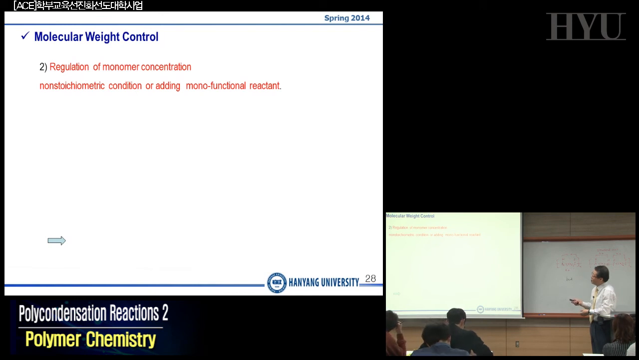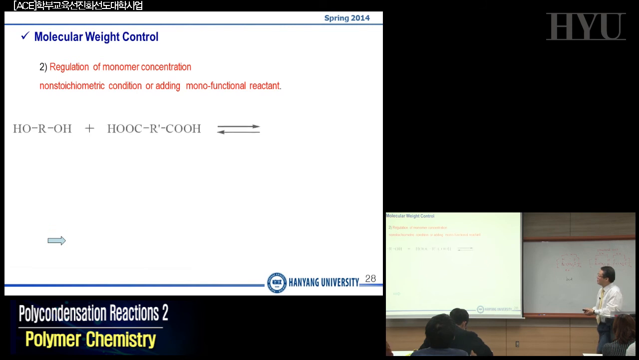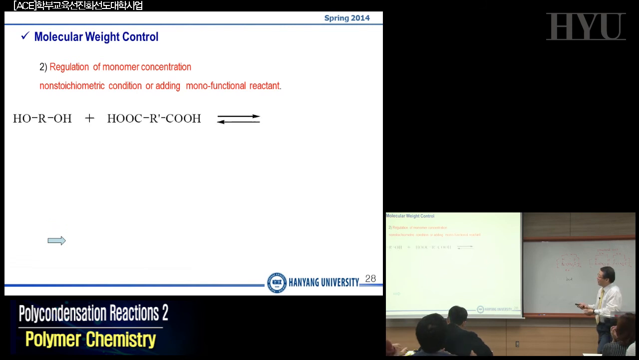Now, we use non-stoichiometric conditions. Instead of stoichiometric conditions, we use non-stoichiometric conditions. In other words, we do not use equimolar concentration, but we use a little bit of excess amount of the second monomer. Let's see what kind of trick we use. Let's say that we have AA and BB type monomers.